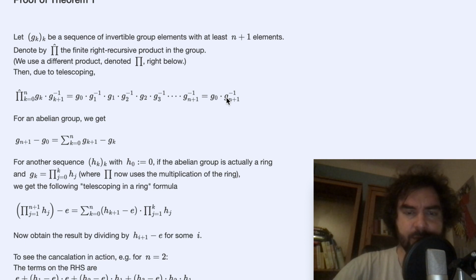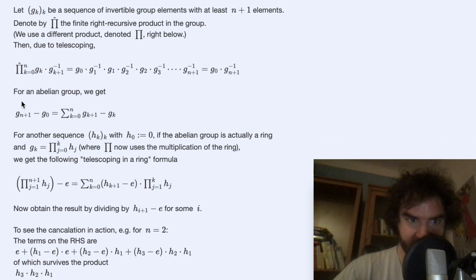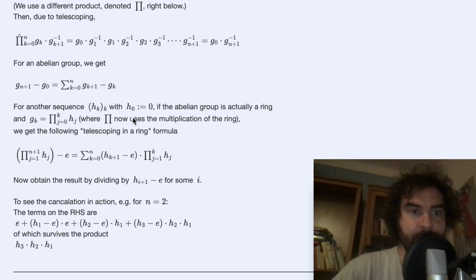For the abelian group, right, you don't write multiplication, but you write plus, and then this expression which we have here, this product, is just this sum. I switched, you know, this product becomes the sum. Here's this simple expression we have like this. This is just a very generic telescoping sum.